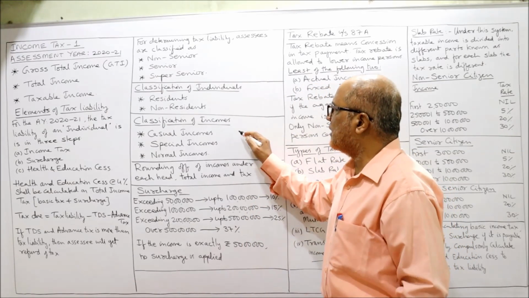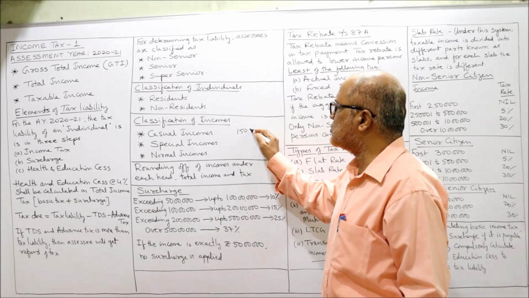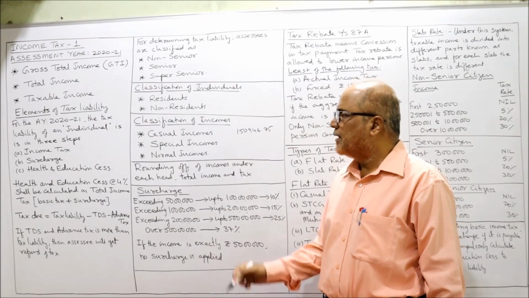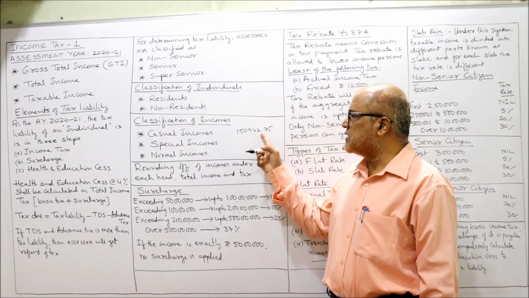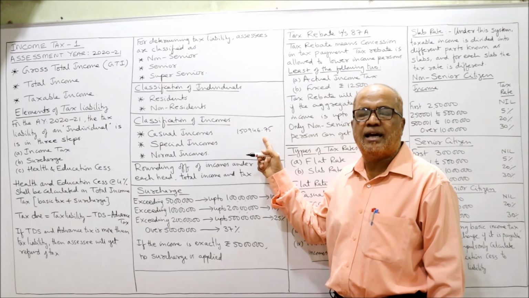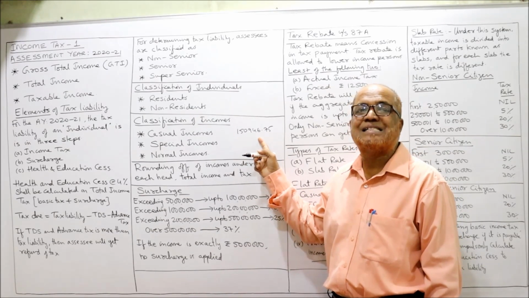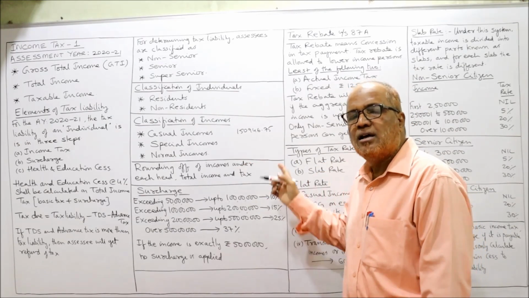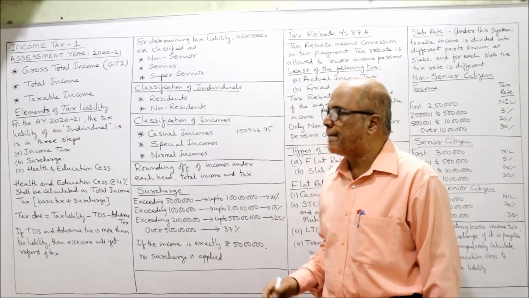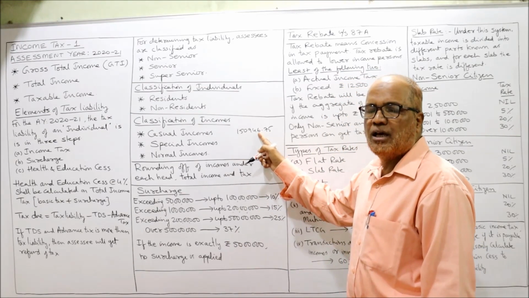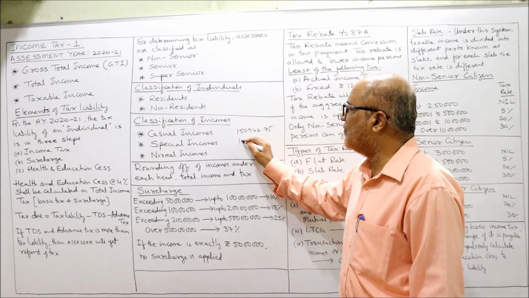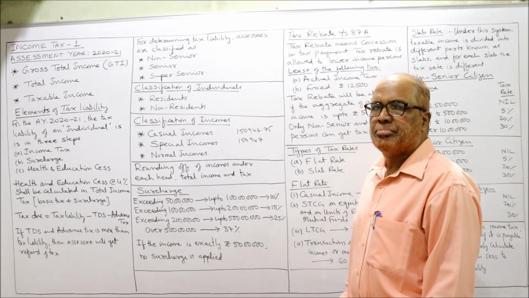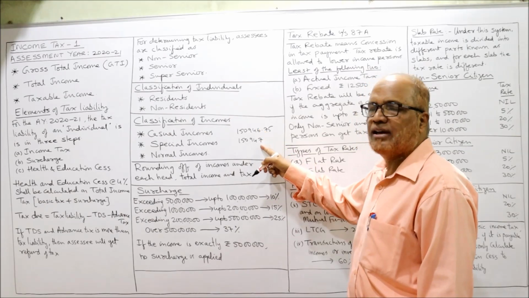Example, the total income under the head salary is 1,50,946.75. Now we have to round it off. According to the provisions of the Income Tax Act, round it off to the nearest rupee. Instead of 946, we have to take 1,50,947. I am taking 947, not 946.